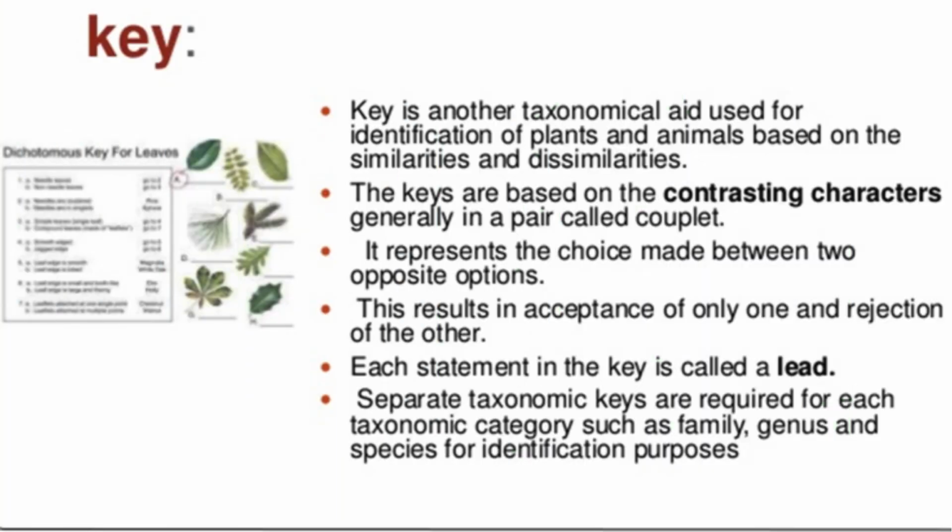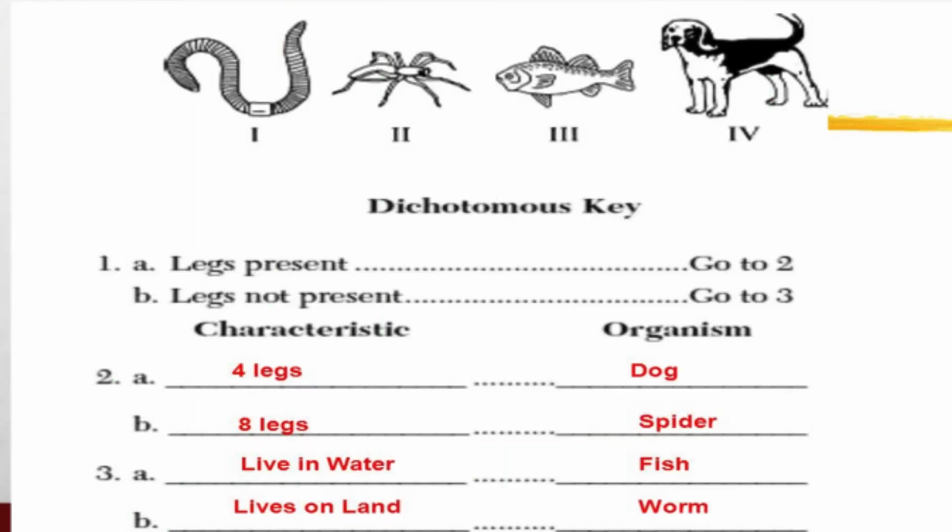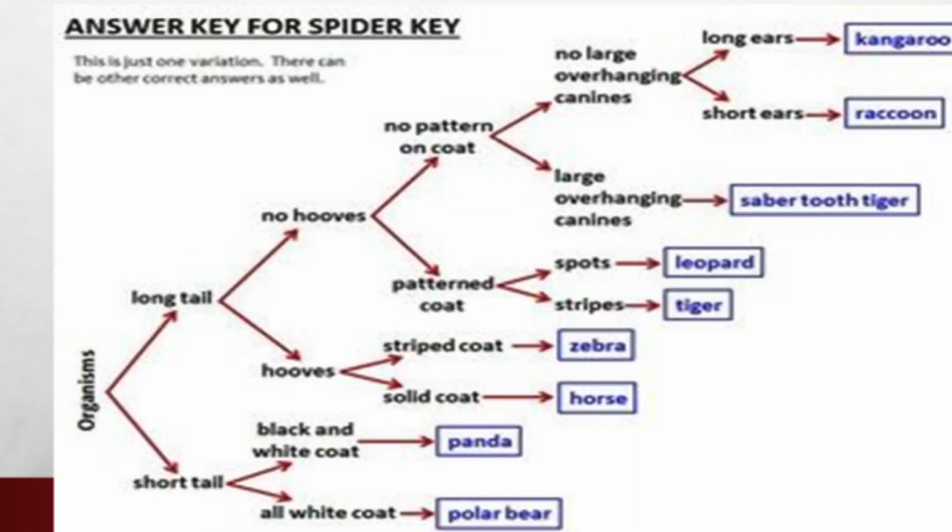Additional information. What do you mean by a key in terms of taxonomical aids? Dichotomous key. Example of a dichotomous key. Example of a spider key.